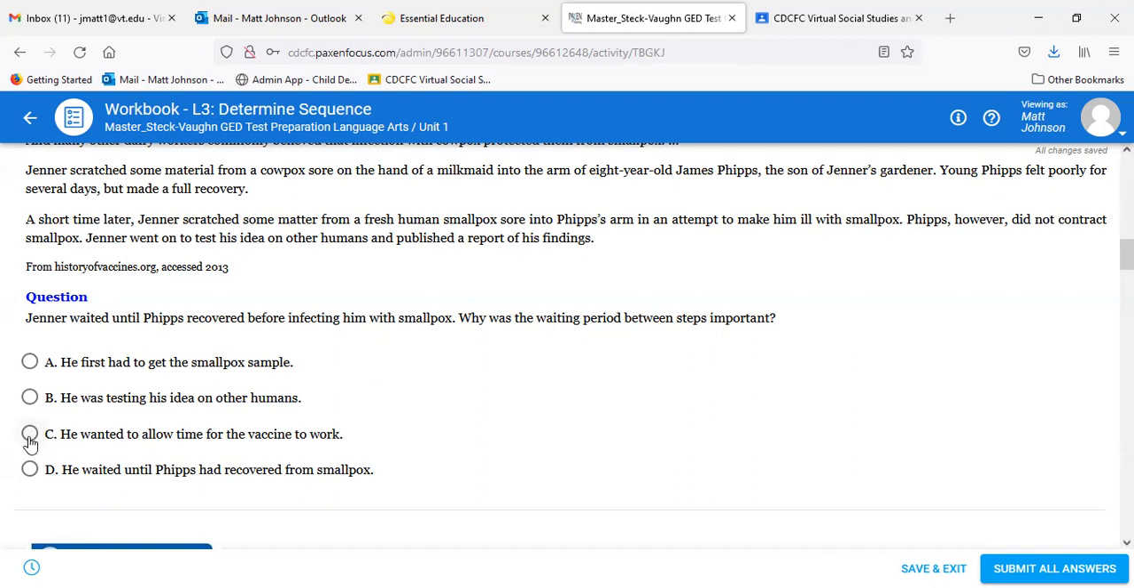Because we know if you get a vaccine, it takes a while for you to build up the antibodies for it to work. And the process of elimination with that, well, he didn't have smallpox, right? So he didn't have to recover from it. So we can eliminate D. And then simple order of events, right? He had given Phipps the inoculation for smallpox. Before he could test it, he needed to wait.